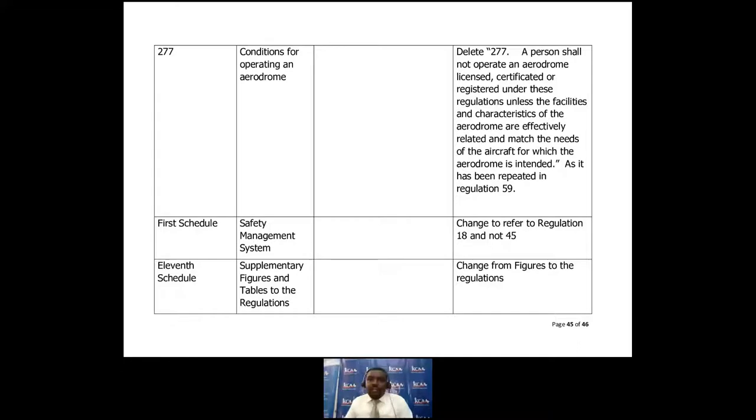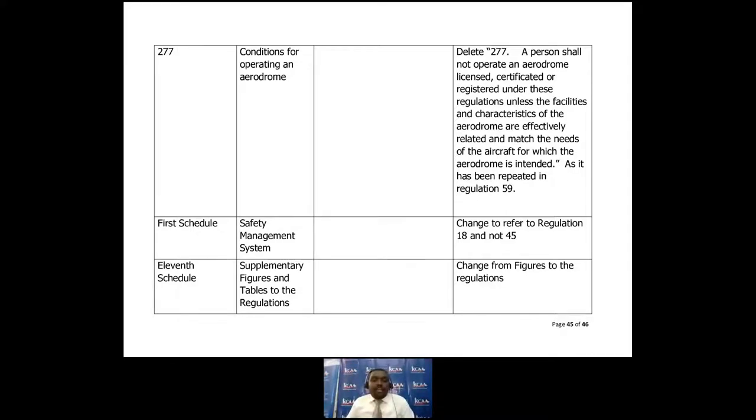So delete 277: a person shall not operate an aerodrome licensed, certificated or registered under this regulation unless the facilities and characteristics of the aerodrome are effectively related and match the needs of the aircraft for which the aerodrome is intended. This regulation was deleted as it had been repeated in regulation 59. And then the first schedule, safety management system. There was a change to refer to regulation 18 and not 45.